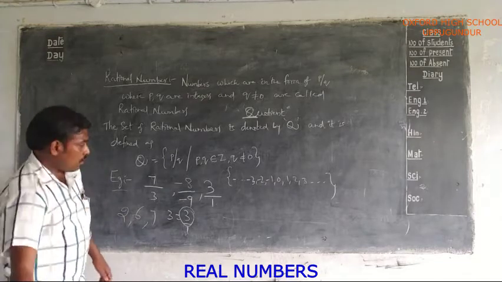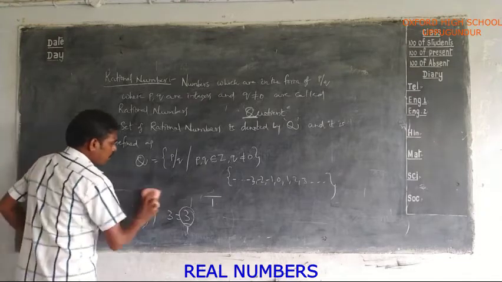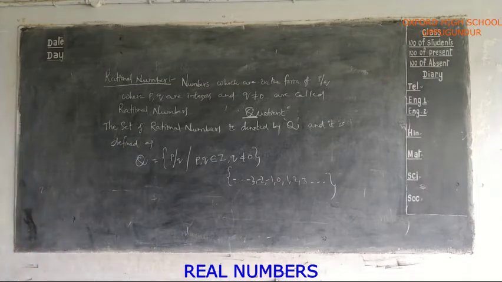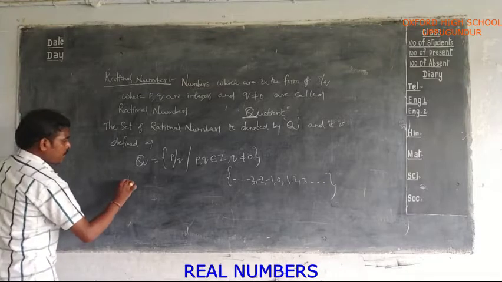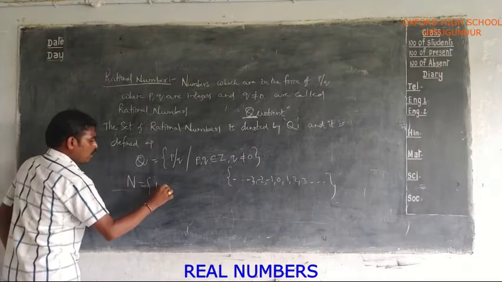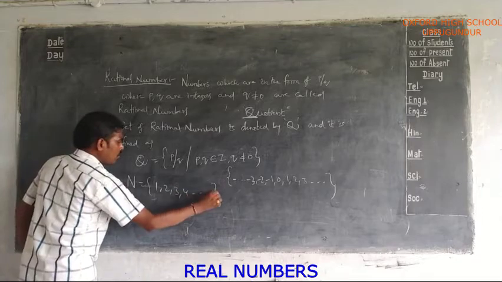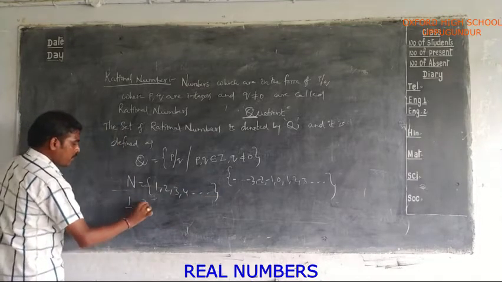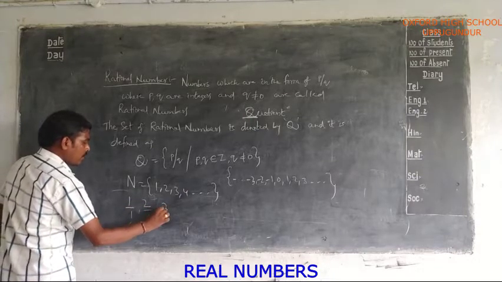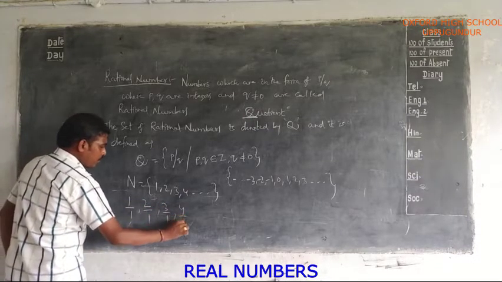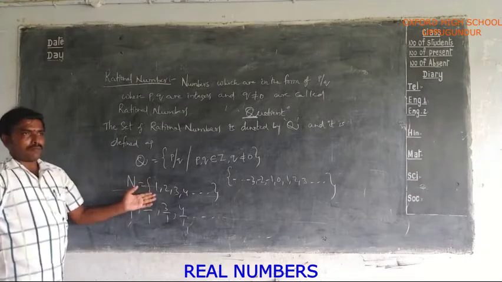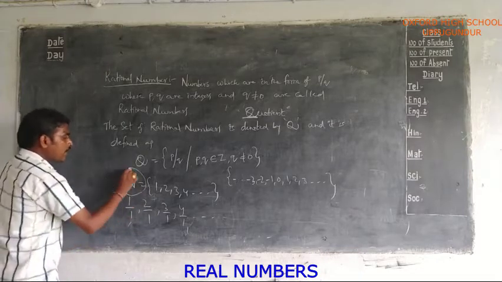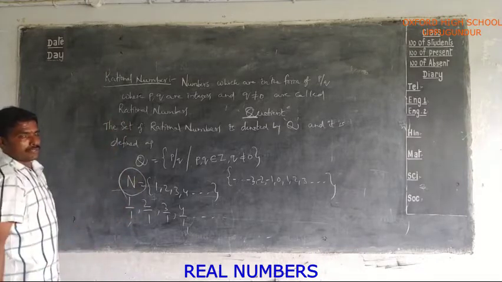In what way can you express natural numbers? Natural numbers are 1, 2, 3 and so on. Each natural number you can represent like this: the first number you can write 1 by 1, the second number 2 by 1, the third number 3 by 1, 4 by 1. Like this, all the natural numbers you can express as that number divided by 1. That means all the natural numbers are rational numbers.